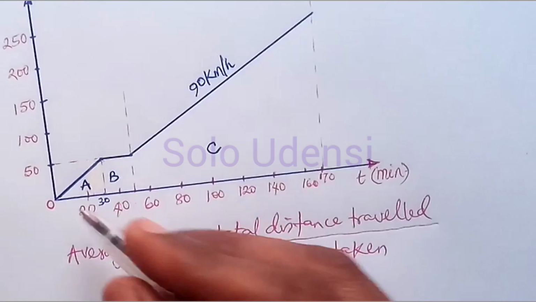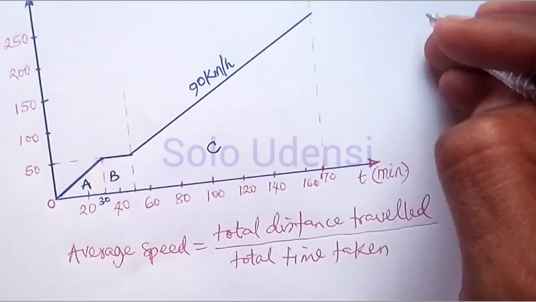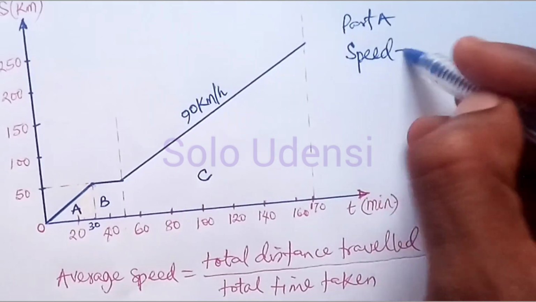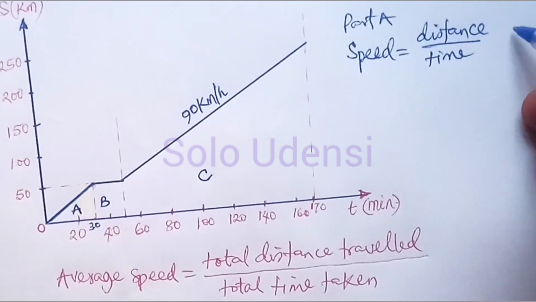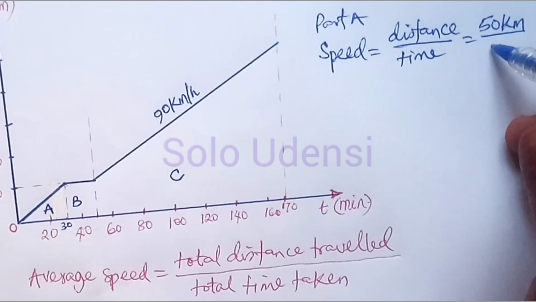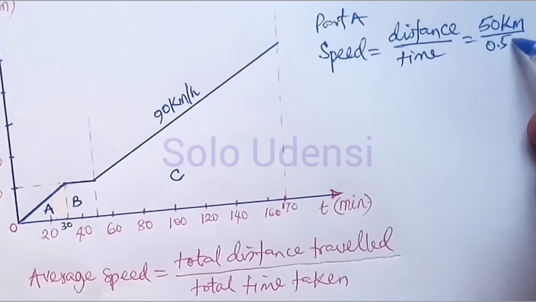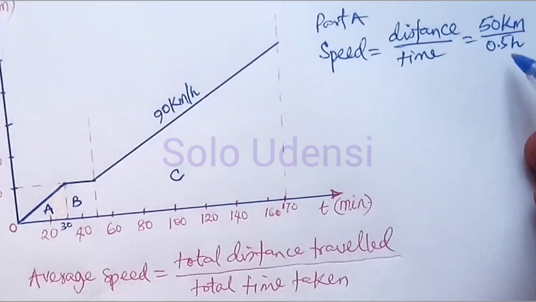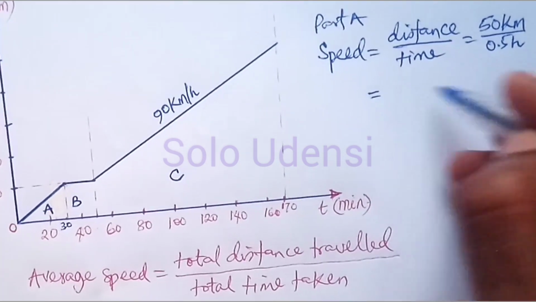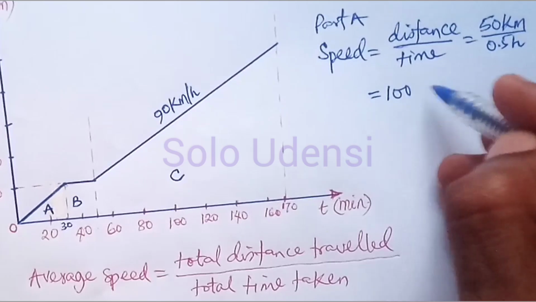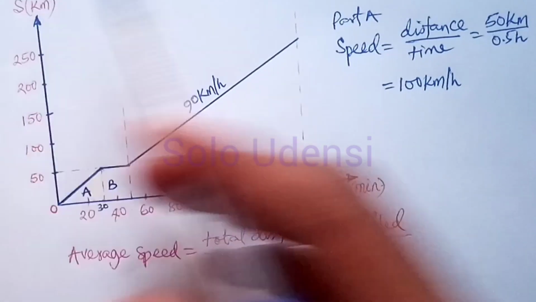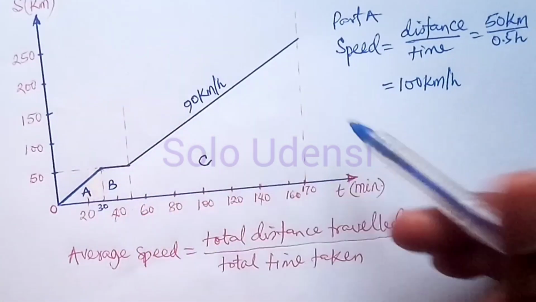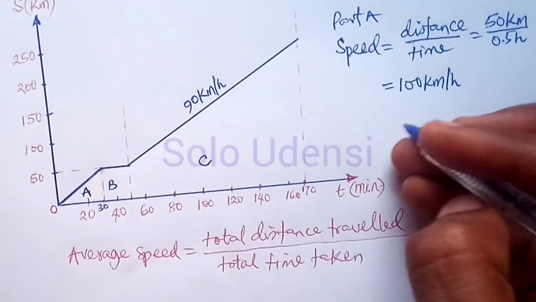So for part A, we can say speed is equal to distance over time, and distance is 50 km over 0.5 hour. 0.5 hour is 30 minutes. That's half of 1 hour, 30 minutes. So you have it to be 100 km per hour. You remember that we usually use km and hour, and we usually use meter and second. So it's consistent that you do that.